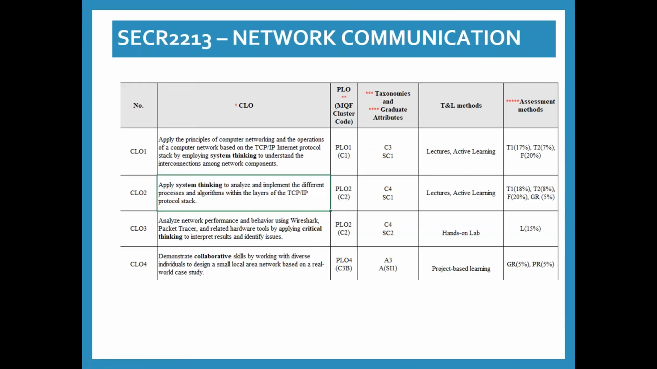Okay, the next one is the course learning outcome. If program learning outcome is something you achieve after the 4 years that you are going through, course learning outcome is specifically the outcomes that you would achieve after this course, network communication. So we have 4 CLOs.